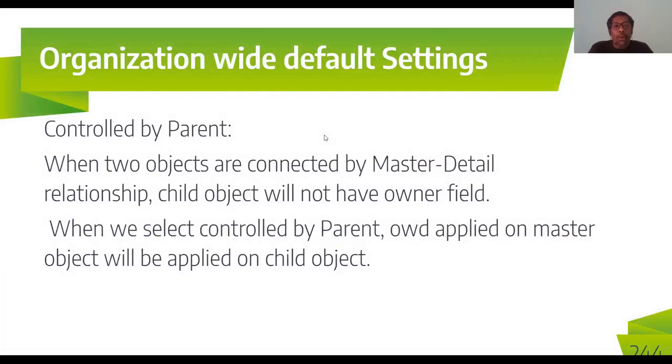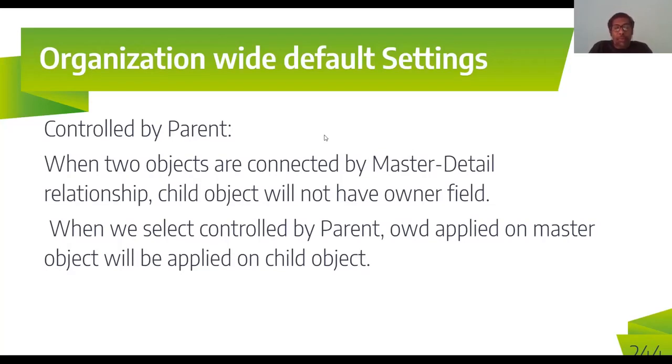Organization-wide defaults: only one thing is left out, that is called controlled by parent. When two objects are connected by a master-detail relationship, the child object will not have an owner field. Obviously, we know that already. It is taken from the parent object. When we select controlled by parent, the OWD applied on the master object will be applied on the child object.